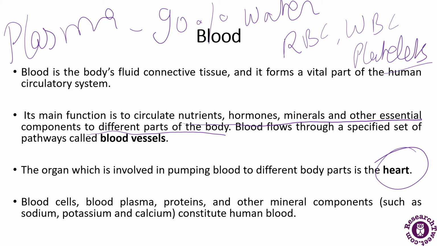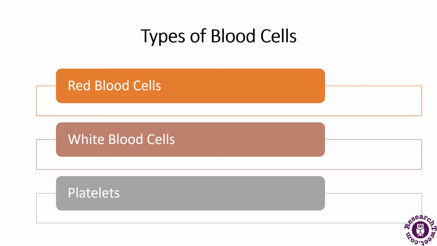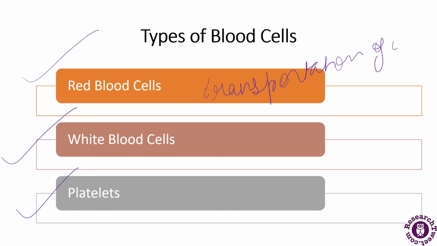Next we will discuss the types of blood cells. There are three types of blood cells. First is the red blood cell, second is the white blood cell, and the third is the platelets. Red blood cells are mainly involved in the transportation of oxygen, nutrients, and other substances to various parts of the body. Red blood cells also remove waste from the body.